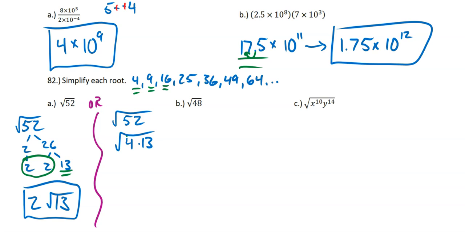But now I know how to take the square root of 4. The square root of 4 gives me a 2. So I can write a 2 down. And then when I try to take the square root of 13, the square root of 13 I don't know how to do. So I leave it as the square root of 13. That's the other option.